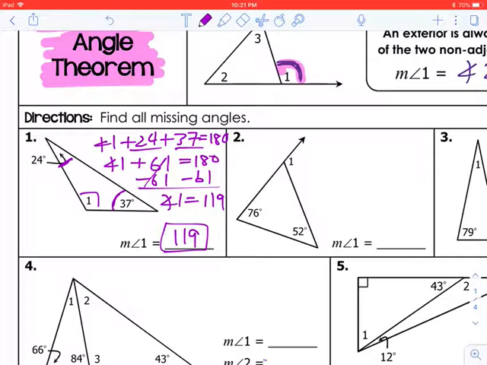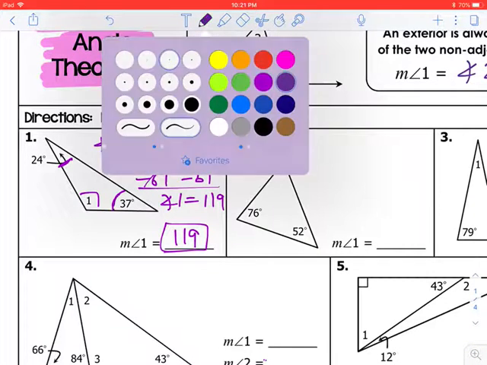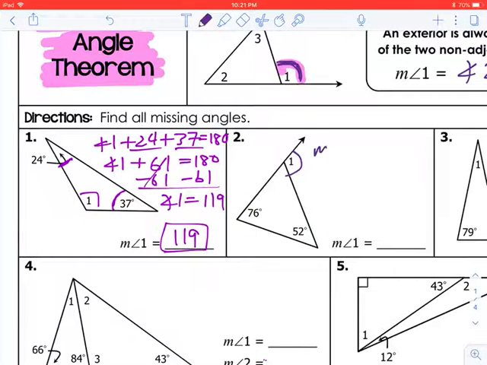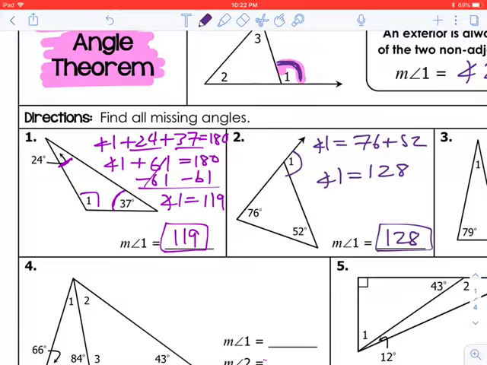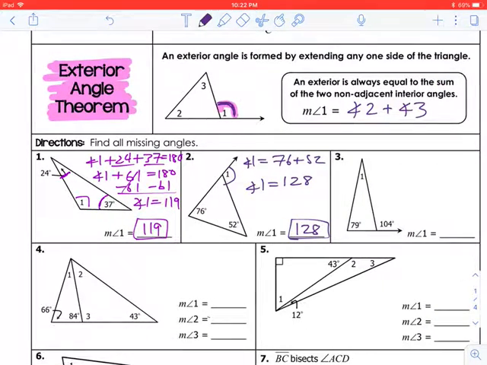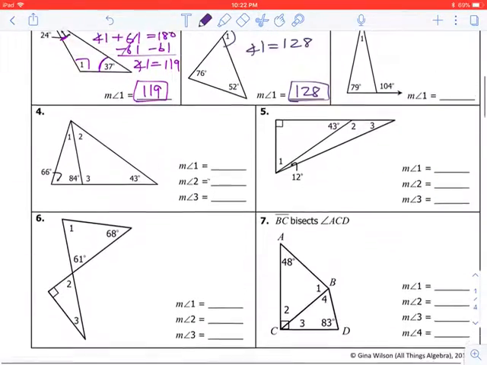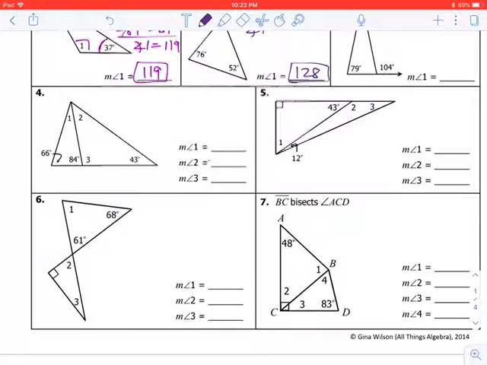Okay. And then number 2 is using that exterior angle theorem. So angle 1 in this case equals the sum of 76 plus 52. So angle 1 is 128. There we are. Okay, so it's just a matter of using those missing parts. So let's go ahead and look at a more complicated one.